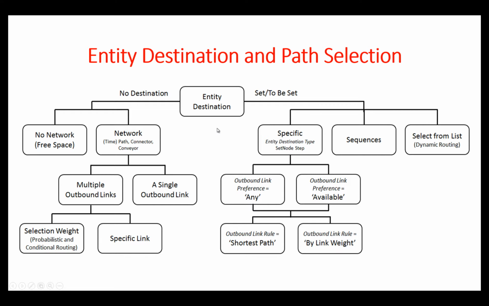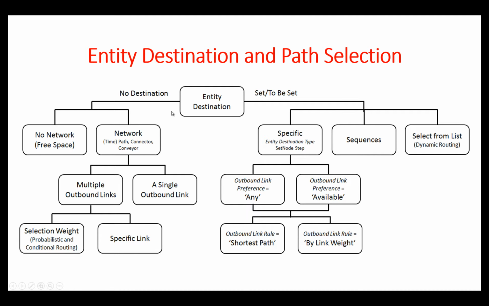So in terms of entity destination, we have two cases. The first case is when the entity does not have a destination node set. In this case, in the first video, we covered free space movement, where we do not have a network of link objects. In the case where we have a network of paths or connectors, we talked about the case where there is only a single outbound link. For the case where we have multiple outbound links out of our transfer node, we learned how we can use the properties of the transfer node to specify a specific link for the entities to take.